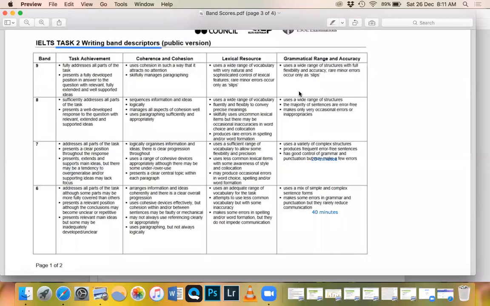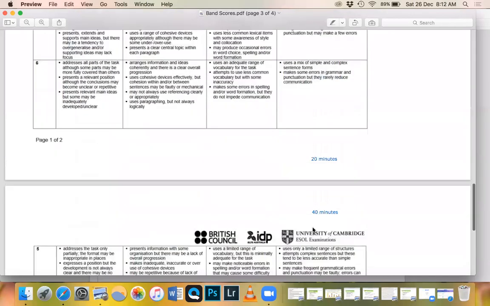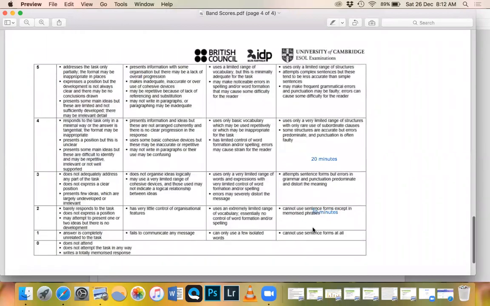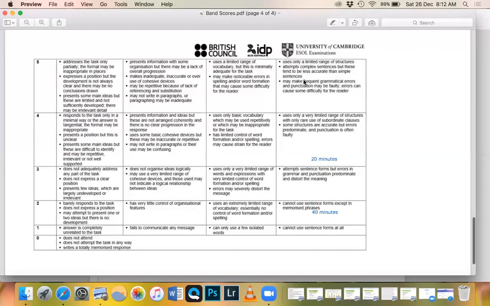Okay, so for example, if you have a wide range of lexical resource, which is grammar, then you may get a 7 or an 8. If you make lots of mistakes with grammar, this criteria over here, if you make many mistakes, if you only use basic grammar, like present simple, then you'll get a lower band score, maybe something like a 5.